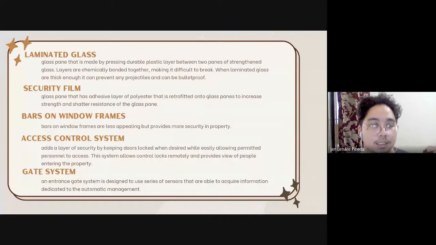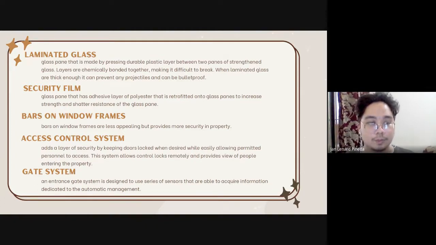Laminated glass is a glass pane that is made by pressing a durable plastic layer between two panes of strengthened glass. Layers are chemically bonded together, making it difficult to break. When laminated glass is thick enough, it can prevent any projectiles and can be bulletproof. Security film is an adhesive layer of polyester that is retrofitted onto glass panes to increase the strength and shatter resistance of the glass pane.